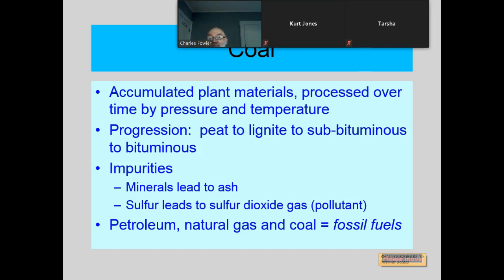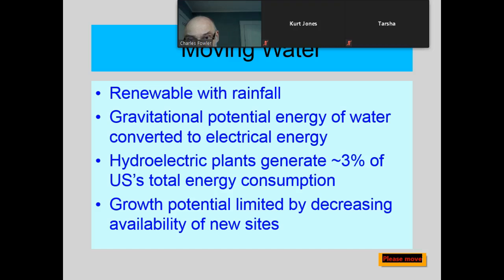So all the petroleum, the natural gas, and coal are called fossil fuels. And they're the things that contribute big time to global warming, because they produce so much carbon dioxide and other things. And a lot of that natural gas escapes, and that's methane, which is another really bad pollutant.